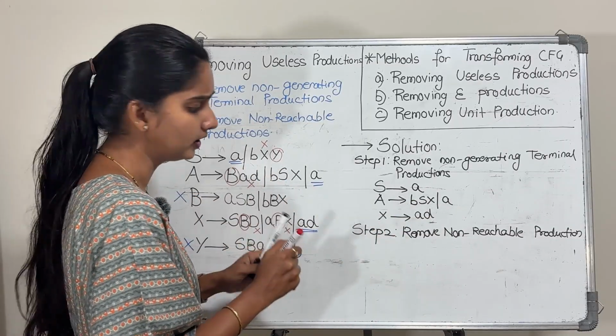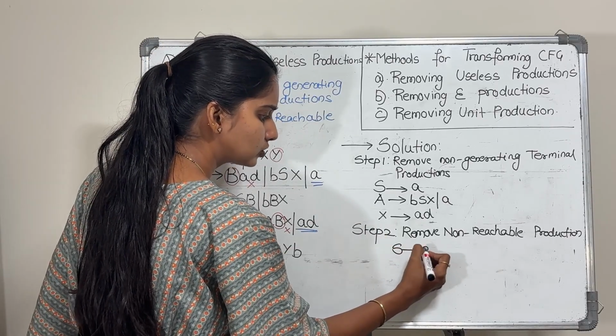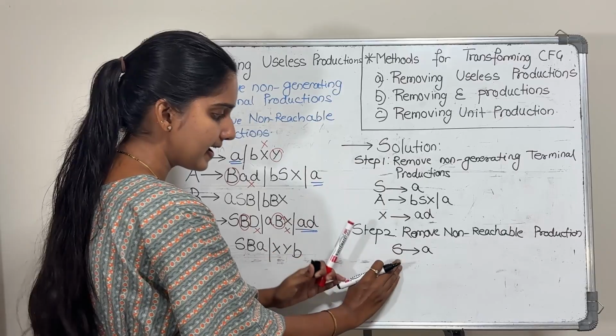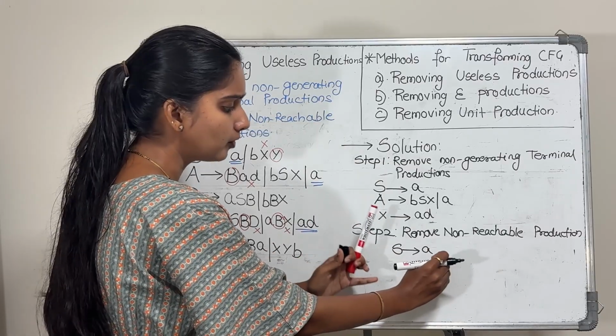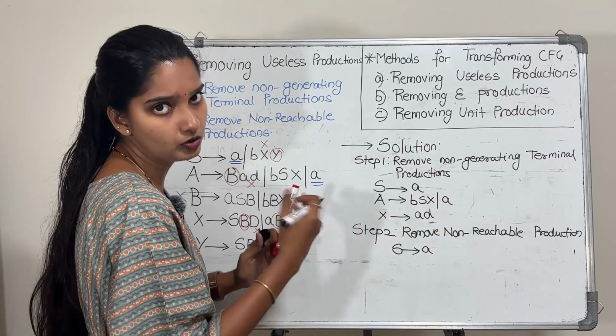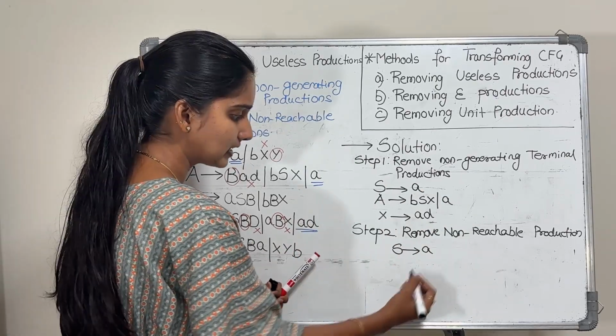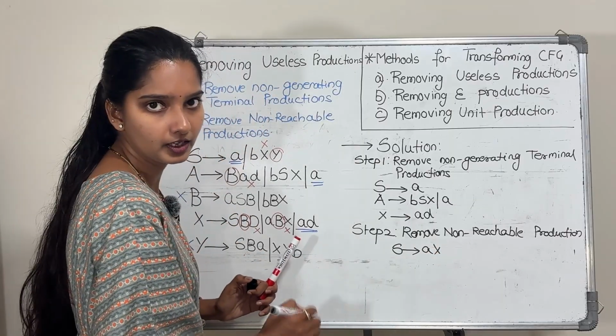By default we are going to write the first production. What is my first production? S tends to A. Now check, S is giving me A, right? So from S, can I reach the next production, which is A's production? No. Next, can I reach the X production? I cannot reach it, right?